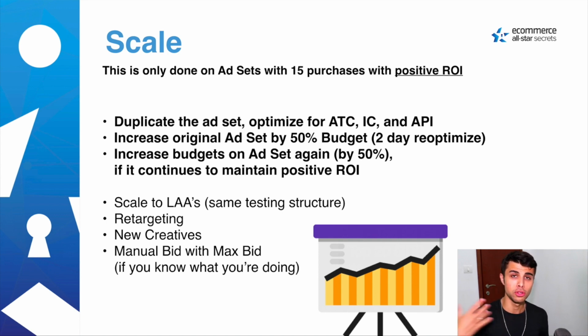But in a nutshell, duplicate the ad sets to different conversions, increase the ad sets that are working by 50%, let it optimize for 2-3 days, increase it again. Scale to lookalikes with the same testing structure.